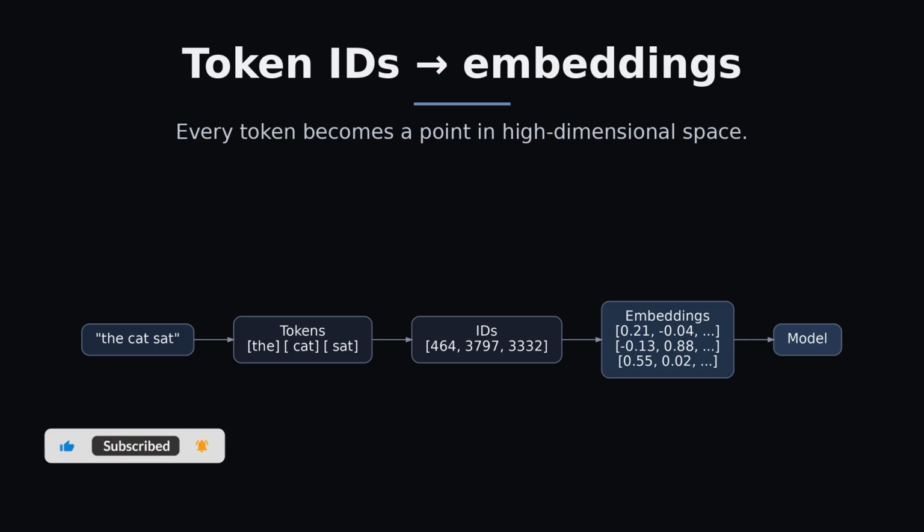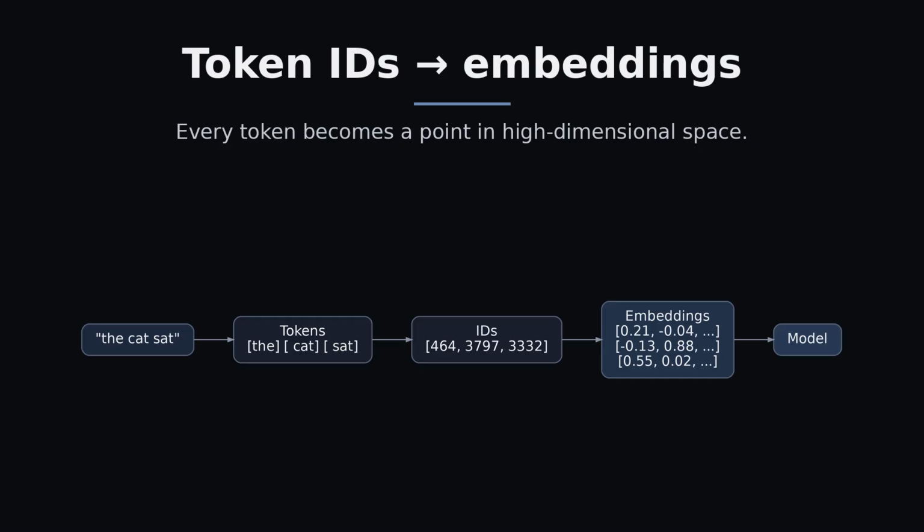Last episode we left off here. Your prompt gets chopped into tokens, and each token is mapped to a single integer ID. But the model doesn't actually work on integers. The very first thing it does with those IDs is look each one up in a giant table.